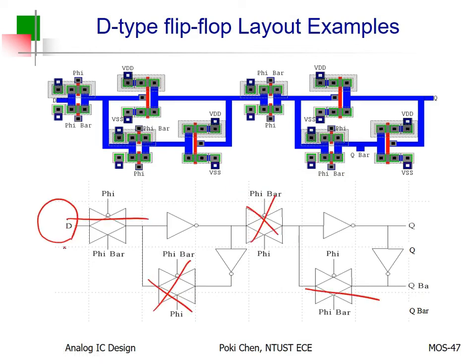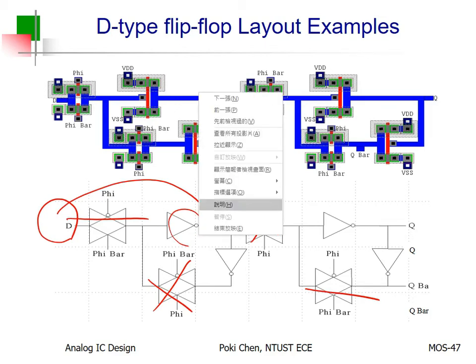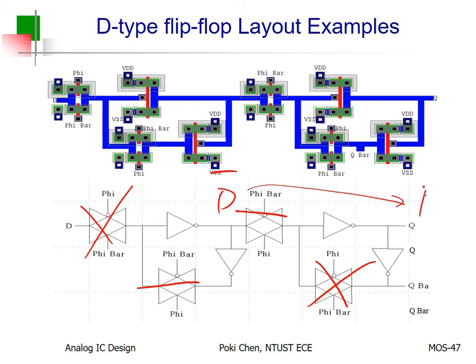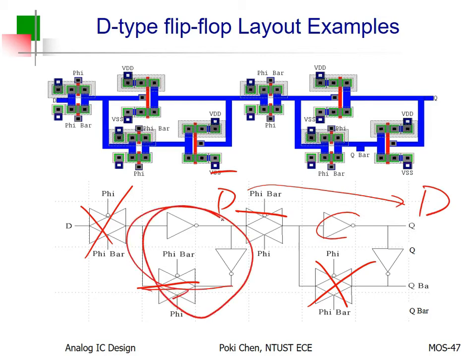So the input is red here. D bar, because it is some kind of inverter. And how about the other half cycle? Reversely. Off, on, off. Then D bar is transferred to the output and becomes D. That's it. Another flip-flop. And you can see it is on. So two inverters connected in a chain, right? It is called a latch.